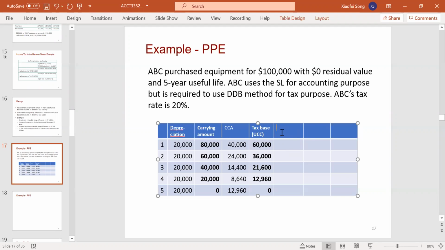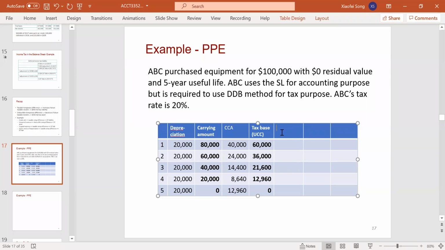So therefore, this is the difference between the carrying amount and the tax base, if you wish to do it that way. But if you don't want to think that way, just use your common sense, right? For tax purposes, you only have 60,000 to deduct. For accounting purposes, you have 80,000 to deduct. So to start from accounting income to get to your taxable income, you need to add 20,000, right?